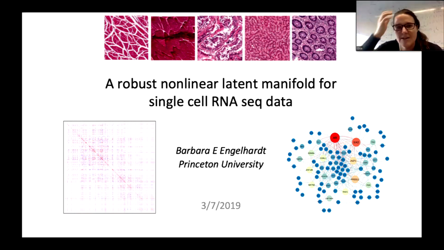So today I'm going to talk a little bit about some work that was done in my group in the last year or so on developing a robust nonlinear latent manifold for some single-cell RNA sequencing data. And the flavor of what I'm going to talk about is actually quite similar to what Rahul talked about just now.